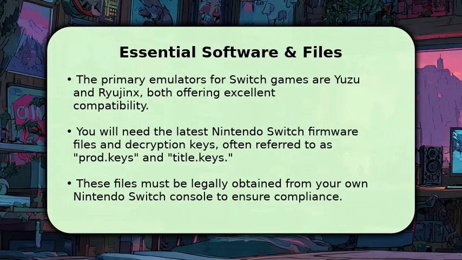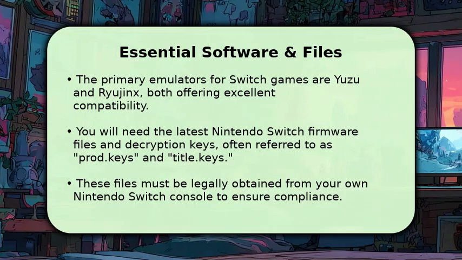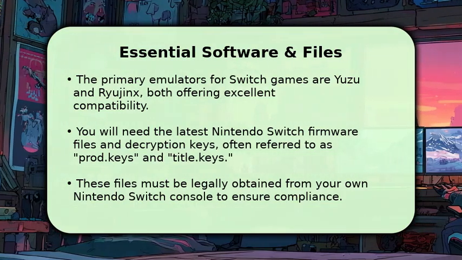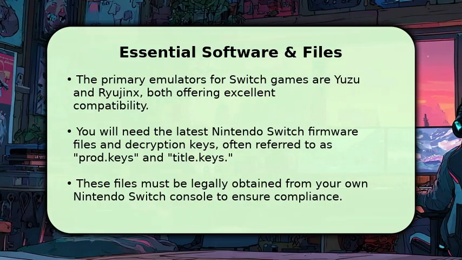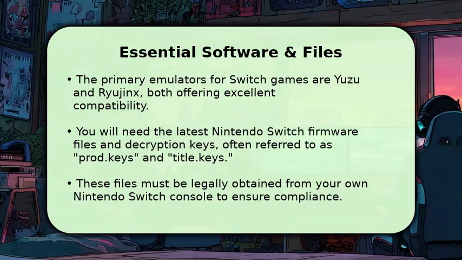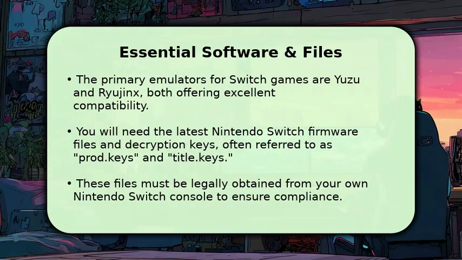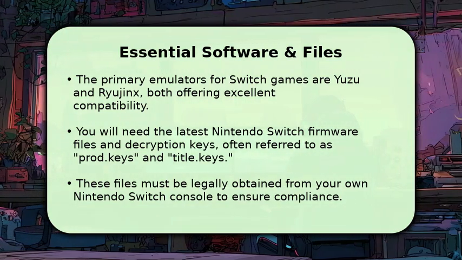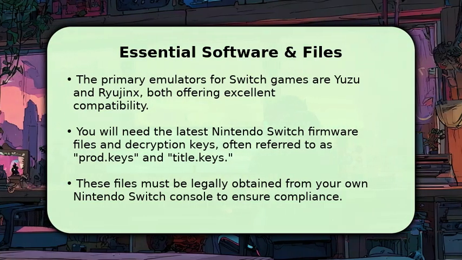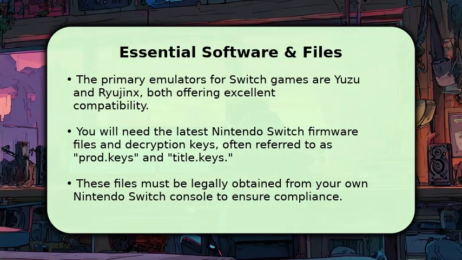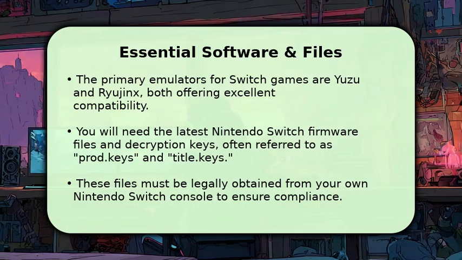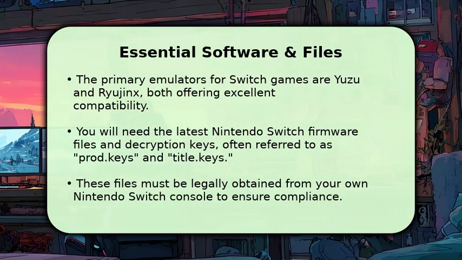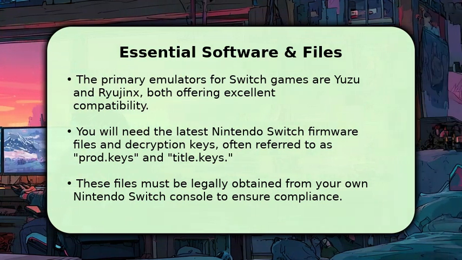To begin, you'll need an emulator like Yuzu or Ryujinx. These are powerful tools that translate Switch code for your Ally. Crucially, you'll also need specific files from a physical Switch, the console's firmware and decryption keys. These are vital for the emulator to function correctly and legally. Once you have these, install your chosen emulator and carefully place the firmware and key files into their respective folders within the emulator's directory. This setup is foundational for playing your games.